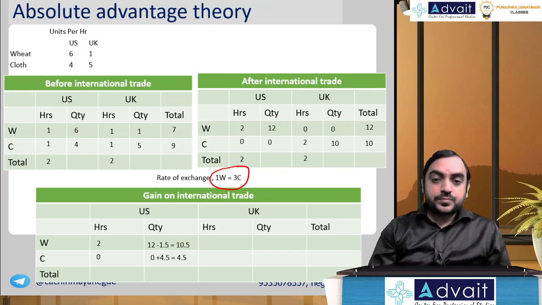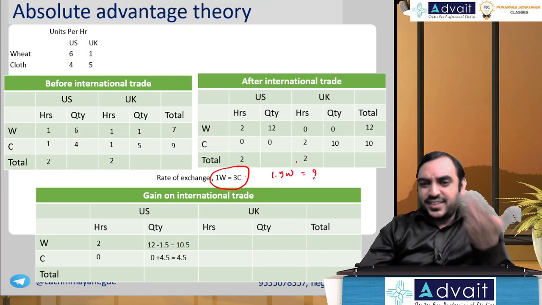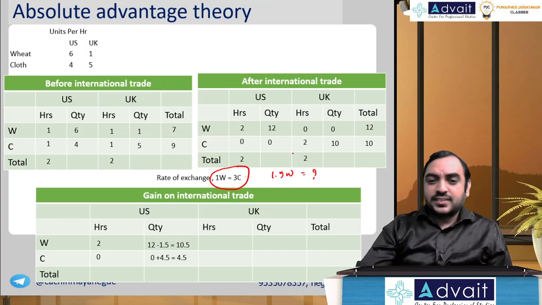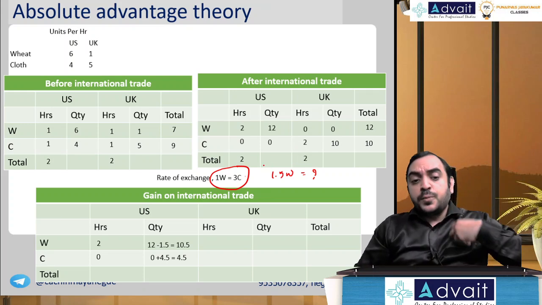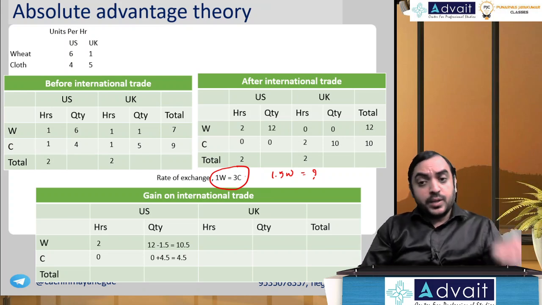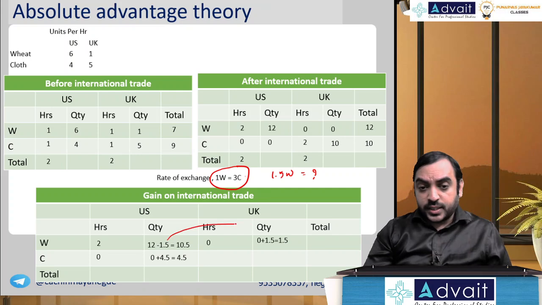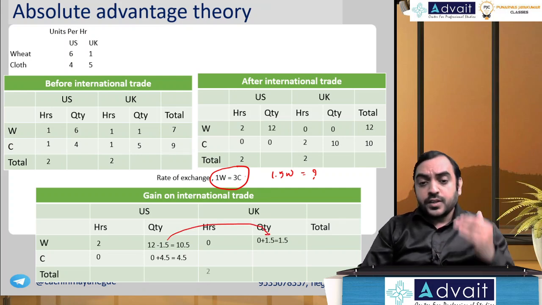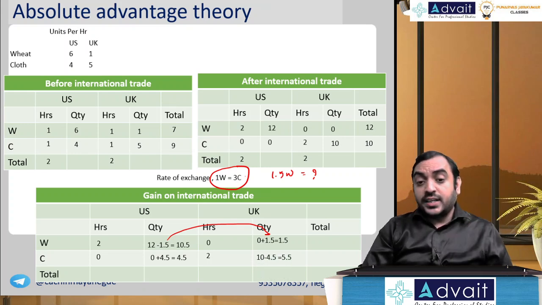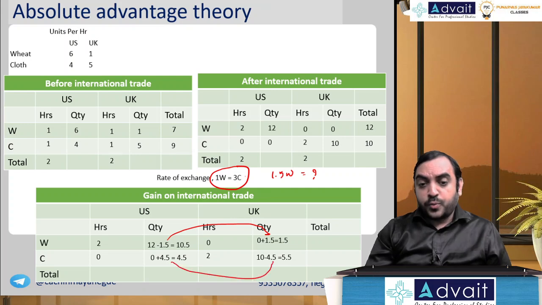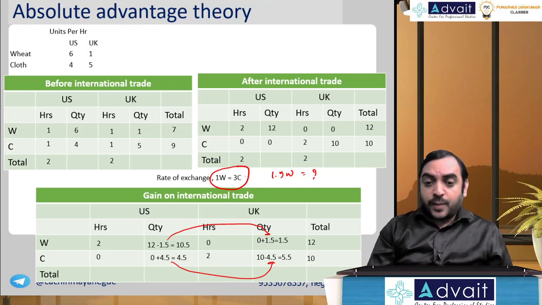Hope you understand. 1 wheat is 3 cloth. If it is 1.5 wheat, how much? Basically we cross multiply, 3 times. Simple, multiplied by 3, so 4.5 cloth. So for giving up 1.5 wheat, you're getting 4.5 cloth. Similarly, UK did not produce wheat, but they have got it. What is minus for them becomes plus 1.5. And UK spent 2 hours producing 10 clothes and they will get this 4.5 cloth, so they will have 5.5.